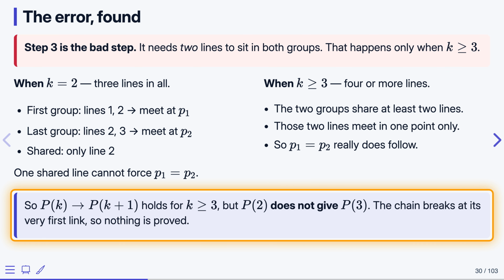So the inductive step is fine from k equal 3 onwards, but P(2) does not give P(3). The chain breaks at its very first link, and a chain that never starts proves nothing.